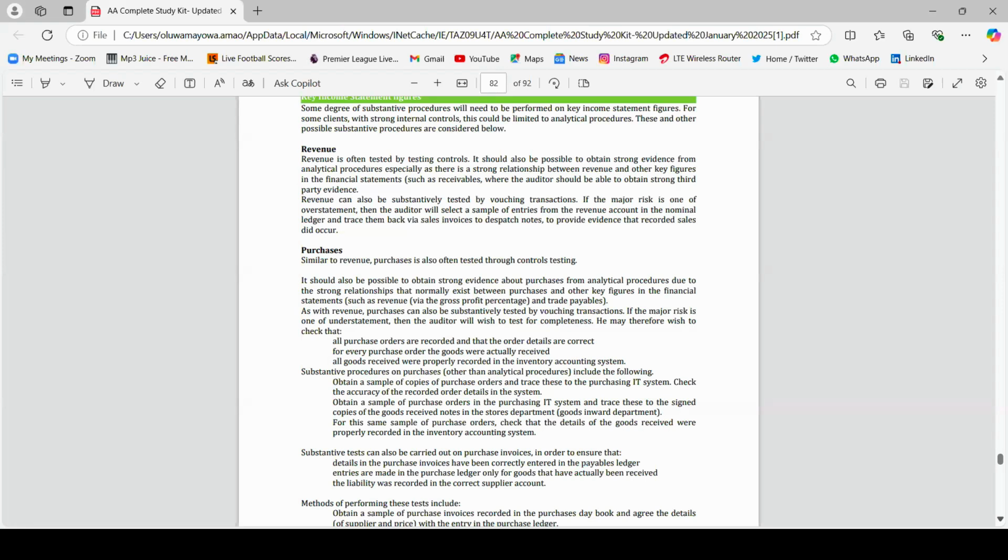Oh, you said you have this payroll amount this year or this month, and now it has increased. Have you recruited new people? Have the appropriate deductions been made for payroll and all of that? So the auditor wants to check for all of this.